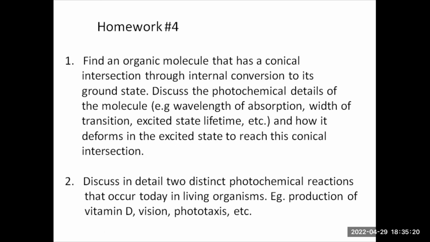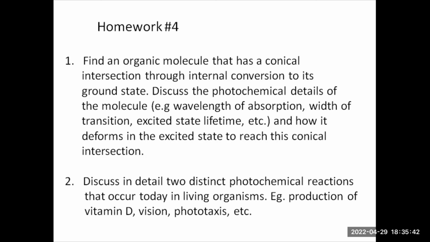Okay, so find a molecule of your choice, preferably one of the fundamental molecules of life, or at least a molecule related to life, and discuss the photochemical details of the molecule and how it deforms in the excited state to reach its conical intersection.